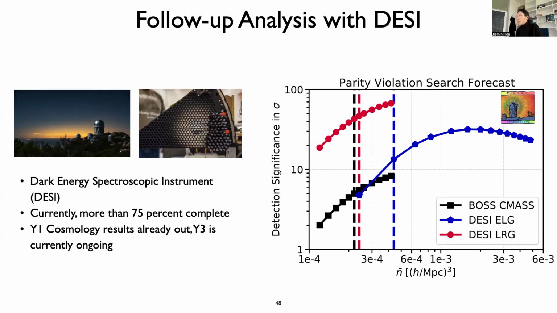In this forecast, we translated a 5 sigma detection for a BOSS-like sample into a DESI-like sample, including both emission line galaxies, the ELGs, and luminous red galaxies, the LRGs. We fixed the total galaxy number counts and varied the number density. By the end of year five, DESI will provide 40 million spectra, among which we will have 8 million LRGs. Given this large volume probed by DESI, we can expect a much higher detection compared to the BOSS sample.